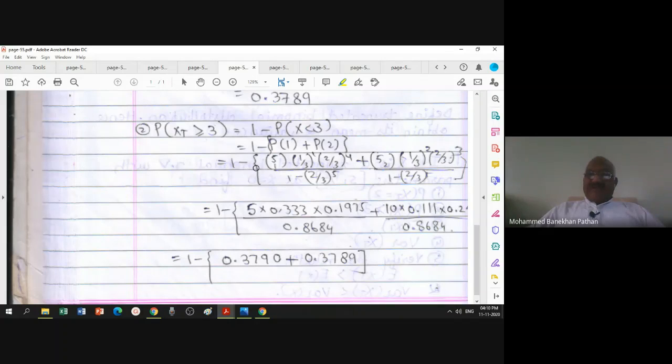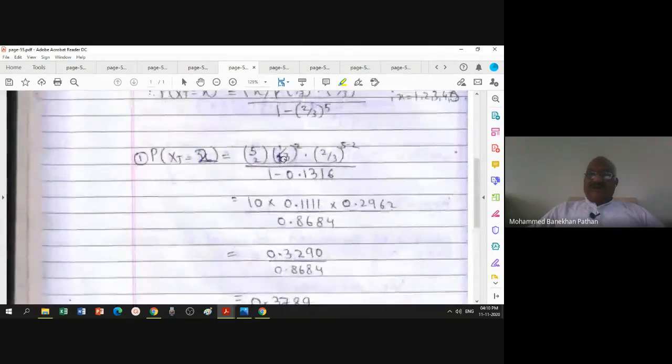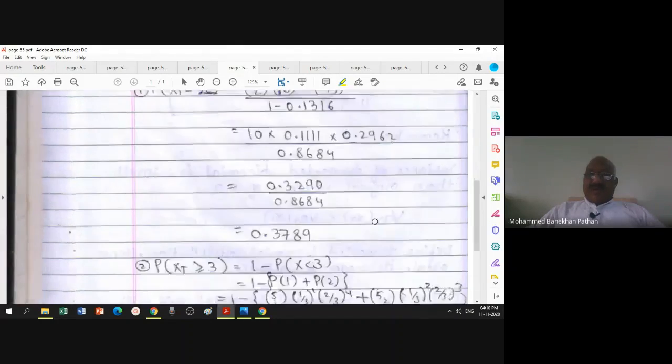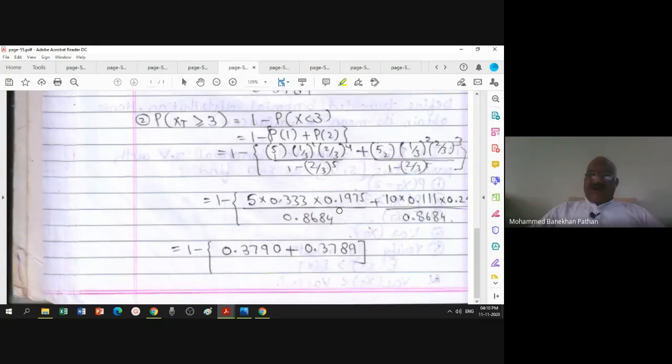1 minus curly bracket, put x equal to 1 here and get the probability at 1. Then put x equal to 2 and get the probability at 2. So this is probability at 2, this is probability at 1. Simplify, and you get the final answer for part number 2.